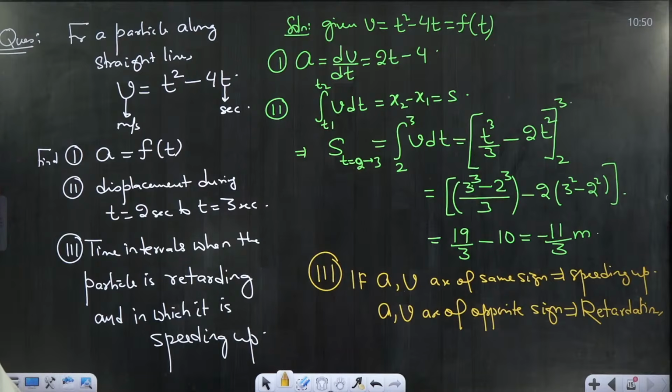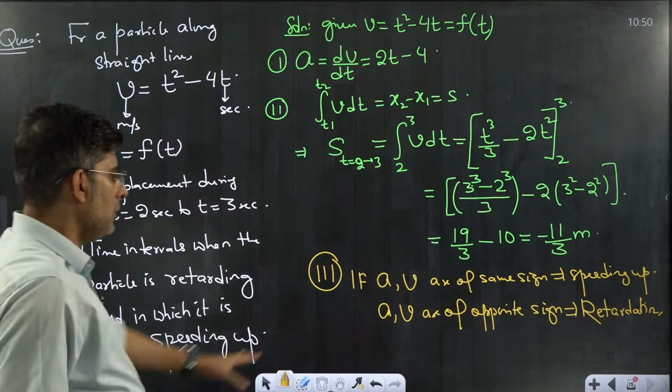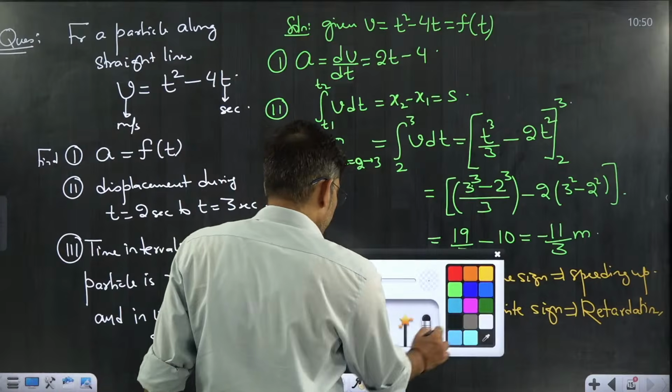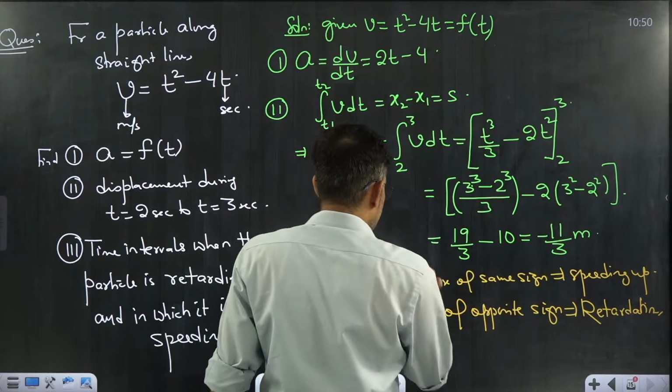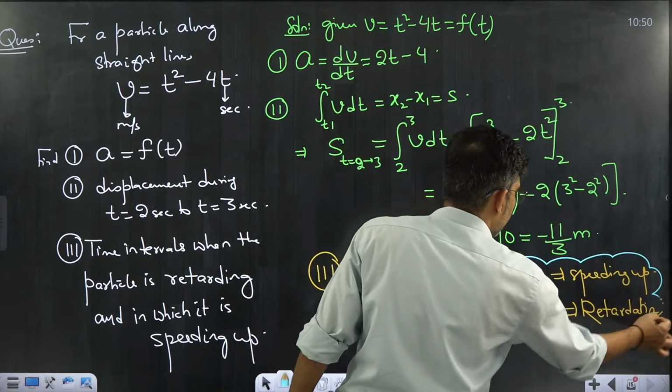Let us quickly see a response. FF team, you are wrong. It is not 2 seconds. Read the question carefully. I have written interval. Now see here, just respond to this important thing which we had discussed earlier, how to check for speeding up and retardation.